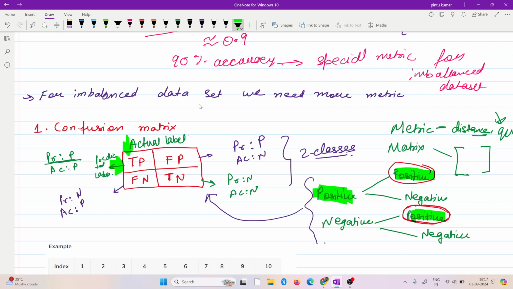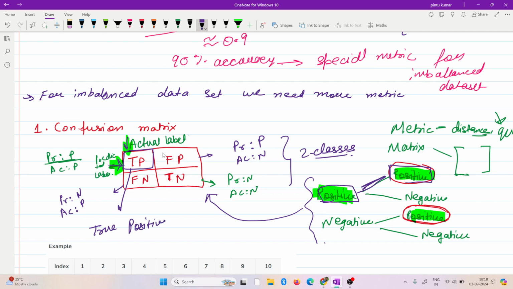So if you look at the intersection of these two things, the first element of this matrix would mean the points which were actually positive and were also classified as positive. So we are talking about these points. The points that were actually positive and were also classified to be positive. And these are called true positives.